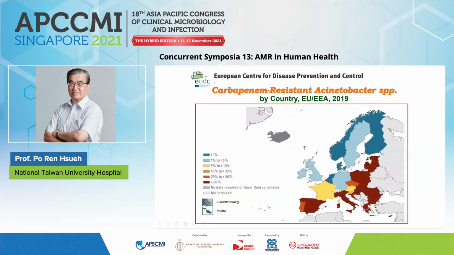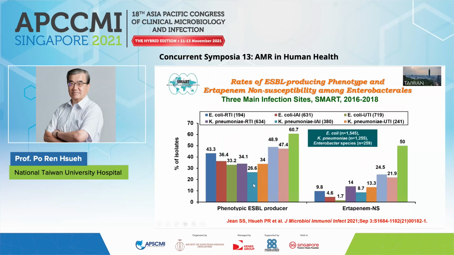And also look at the carbapenem-resistant Acinetobacter species in European countries. You can see a lot of European countries have a high rate of carbapenem-resistant Acinetobacter baumannii, more than 25%, even more than 50% in Italy and Greece, and also in Spain and some other countries. So this is the global and European aspect of carbapenem-resistant Acinetobacter baumannii.